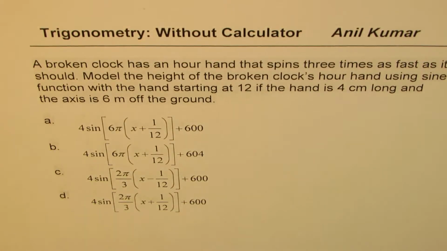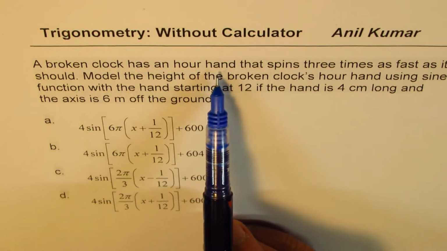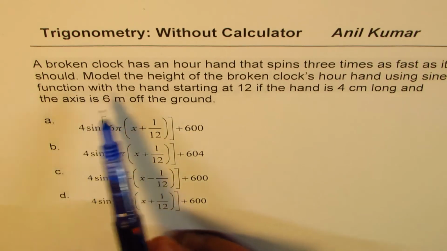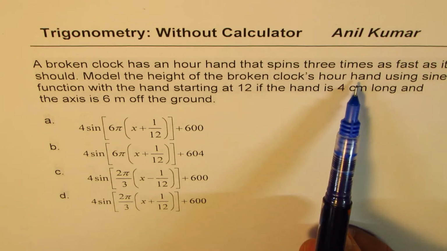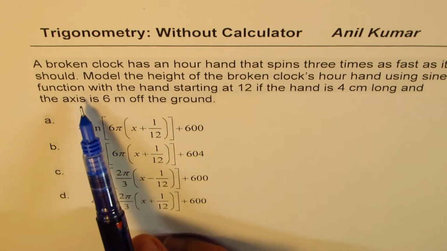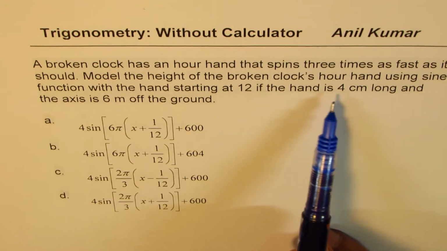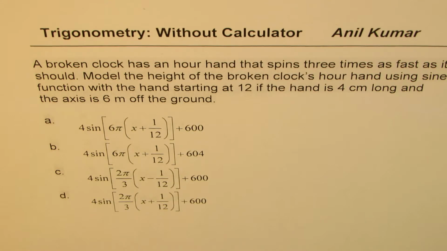A multiple choice question. A broken clock has an hour hand that spins 3 times as fast as it should. Model the height of broken clock's hour hand using sine function with the hand starting at 12 if the hand is 4 centimeter long and the axis is 6 meter off the ground.